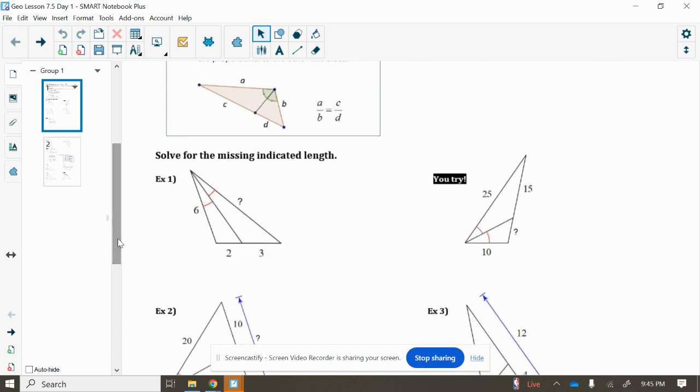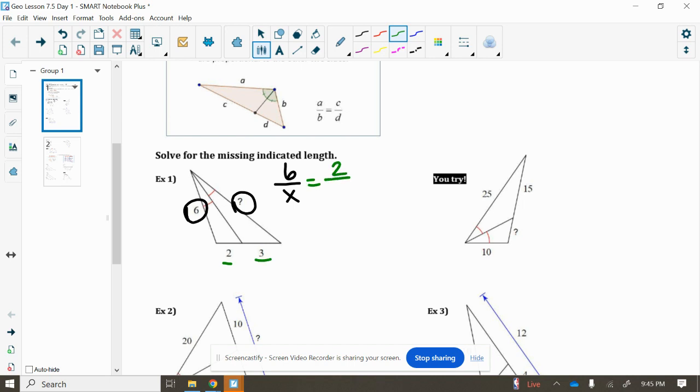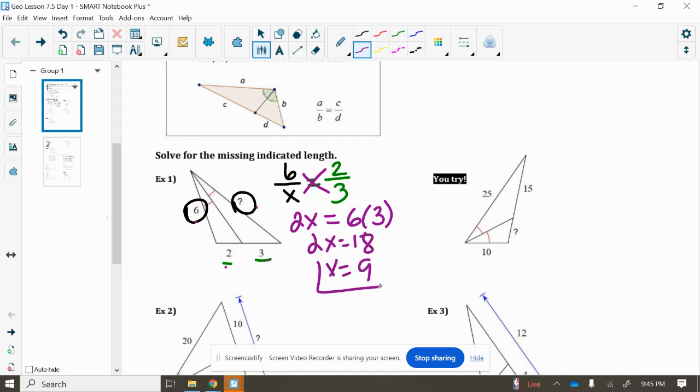So for the first example, if we are looking to solve for that missing question mark length, we know that with that bisected angle, 6 is going to be proportional to our missing side length, the same way that 2 is proportional to 3. Now be careful to make sure that you are going, for instance, I went left to right, then left to right to set up those two proportions correctly. Cross multiply and solve, we get 2 times x equals 6 times 3. So 2x equals 18, and when we divide by 2, our missing side length is 9.